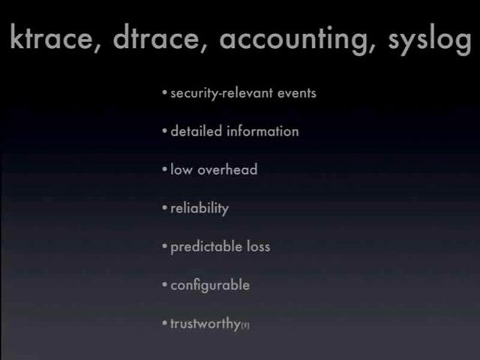All those other alternatives don't really meet those requirements. For example, ktrace can lose some of the events. You don't have guarantees that those events will be logged. Some don't have enough detailed information, like accounting. You can only log executions. Some are not really low overhead, like dtrace. Dtrace is advertised as very low overhead, but when compared to audit, on this single task, audit has smaller overhead. So some of those are not reliable. You cannot predict how many records you can lose in case of a crash. You cannot configure them maybe as well as audit. And of course, you cannot trust what they generate.